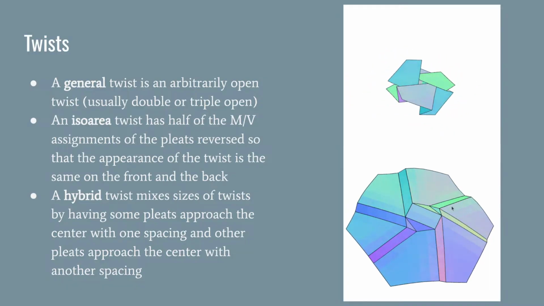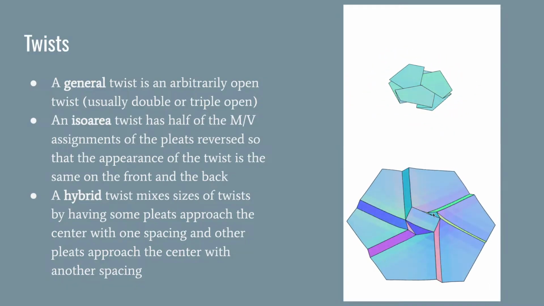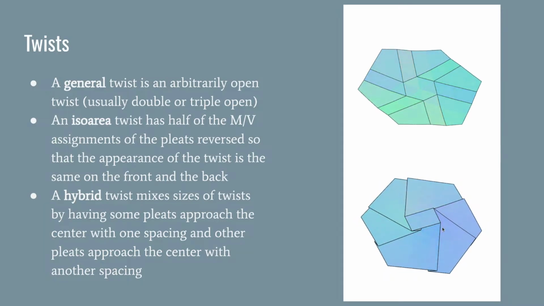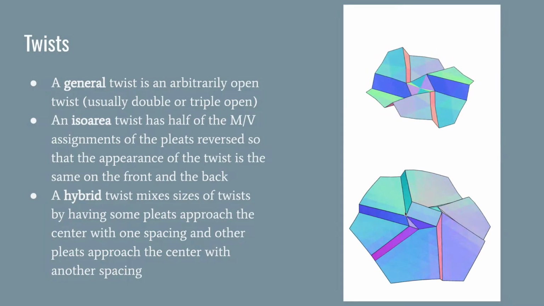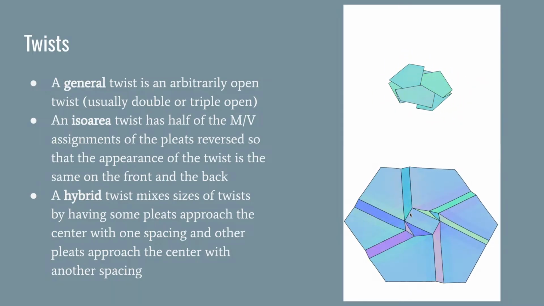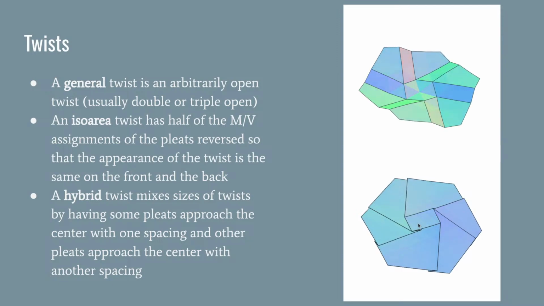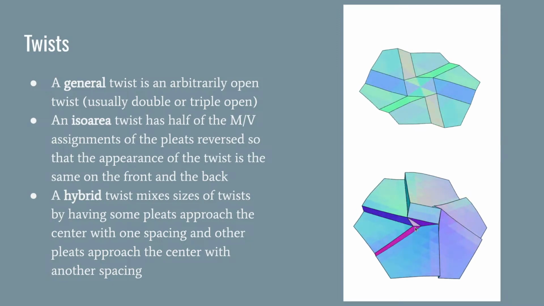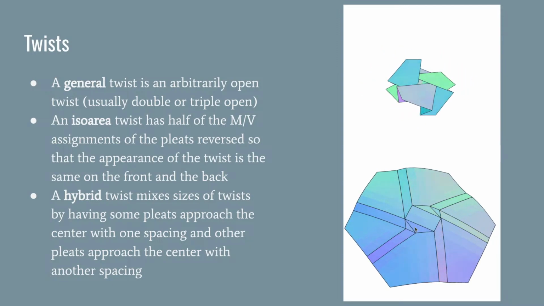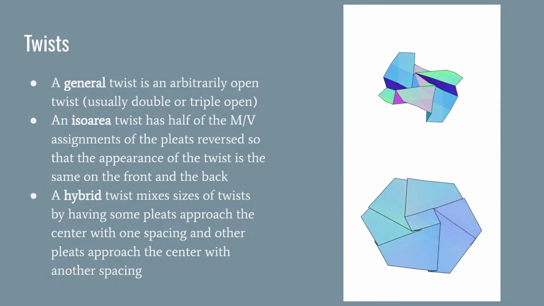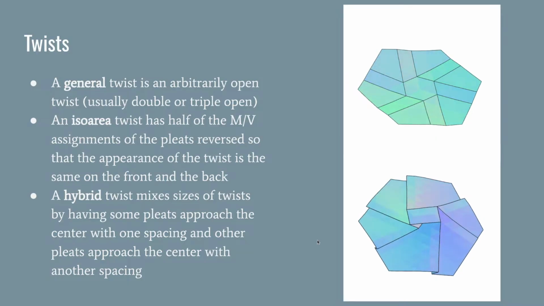It has these two pleats on opposite sides where the mountain's going straight into the center, and then the remaining four pleats have the mountain going around the center, one grid spacing away. So when you have a hybrid twist, you have some pleats approaching the center in one way and some approaching the center in another.